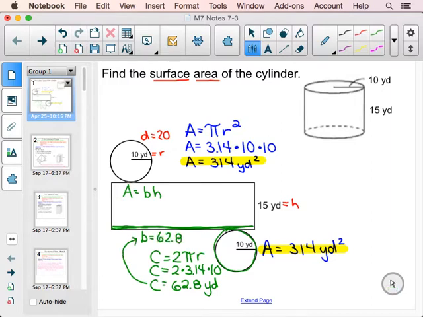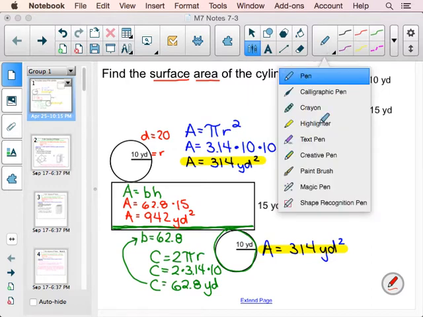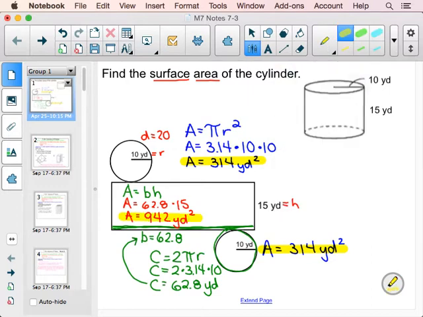So now that I know that, I can figure out the area of the entire rectangle. It's my base, 62.8, times my height of 15, and when I multiply that out, I get an area of 942 square yards. So that was an area. I'm going to highlight it again. And now I have the area of all 3 of my surfaces.